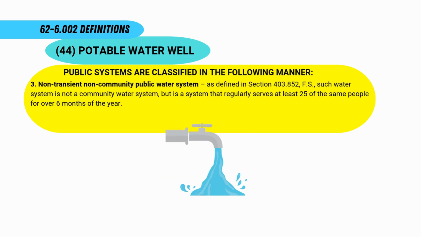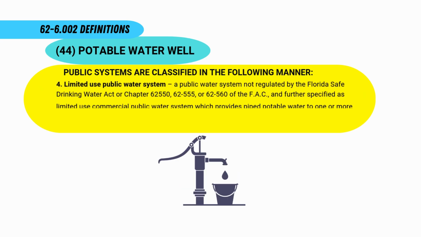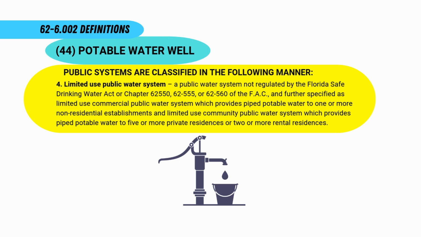3. Non-transient non-community public water system, as defined in Section 403.852, FS. Such water system is not a community water system, but is a system that regularly serves at least 25 of the same people for over 6 months of the year. 4. Limited use public water system, a public water system not regulated by the Florida Safe Drinking Water Act or Chapter 62-550, 62-555, or 62-560 of the FAC, and further specified as limited-use commercial public water system which provides piped potable water to one or more non-residential establishments and limited-use community public water system which provides piped potable water to 5 or more private residences or 2 or more rental residences.